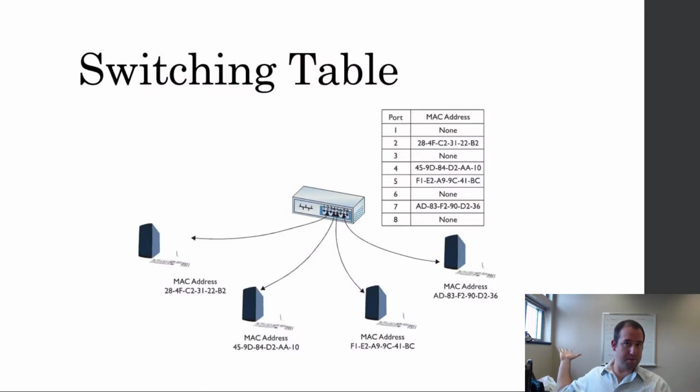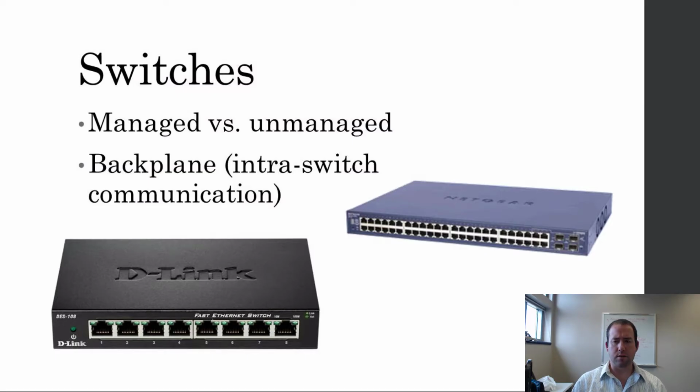When traffic comes in from other ports destined for that MAC address, then it knows to send it out on port 1. And it can keep track of that stuff, keeping track of ports and what MAC addresses are assigned to each port. So there's a couple different kinds of switches. We'll talk a little bit more in just a second about the different kinds of switch capabilities.